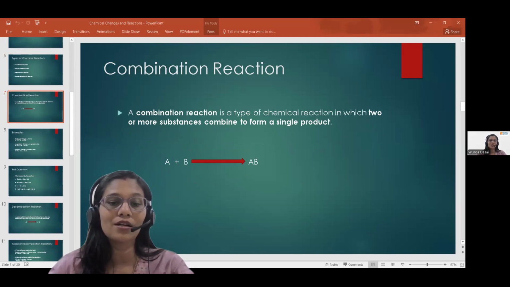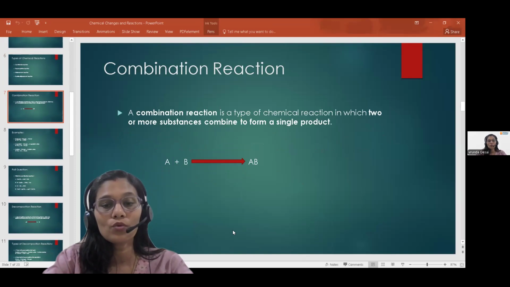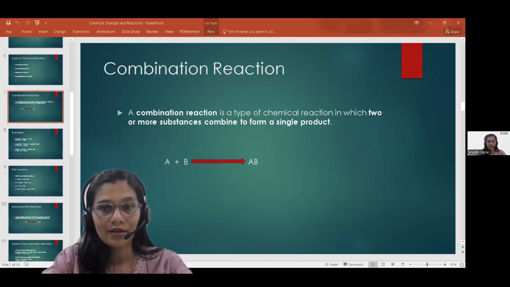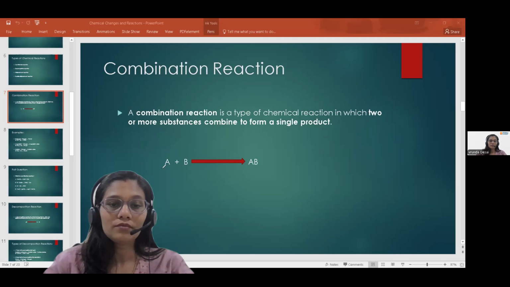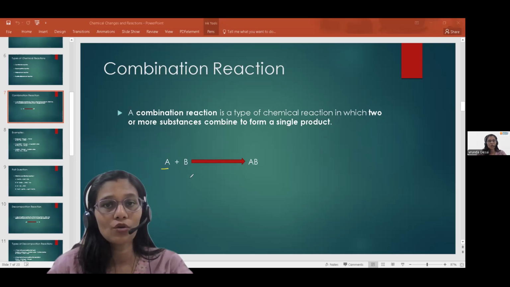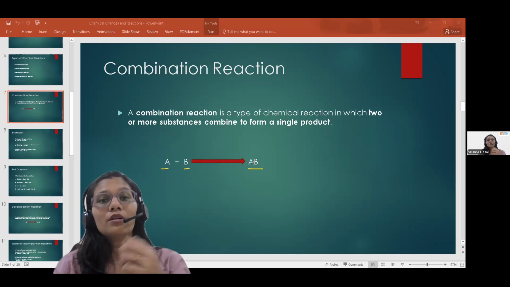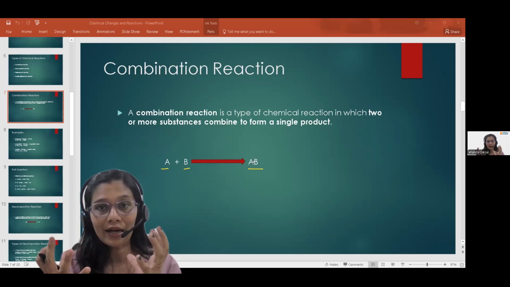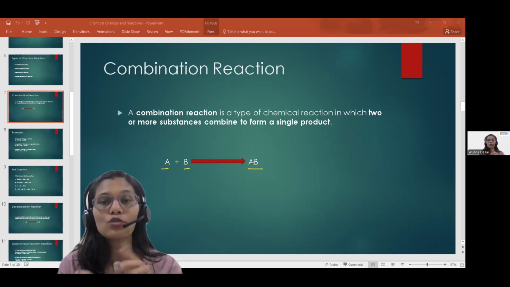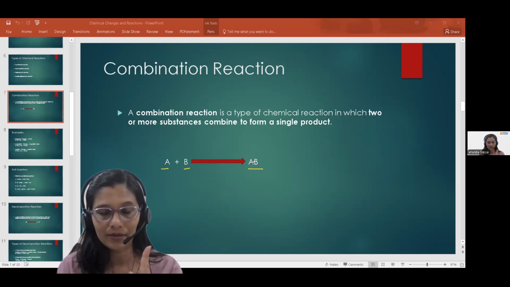Combination reaction is a type of chemical reaction in which two or more substances combine to form a single product. So here we have seen this representation also yesterday. So here you can see the representation. We can represent it as A plus B gives AB. So here there will be more than one reactant and they will be combining to form a single product.